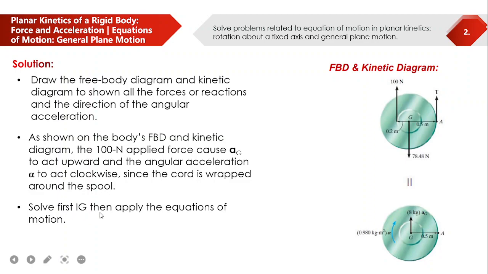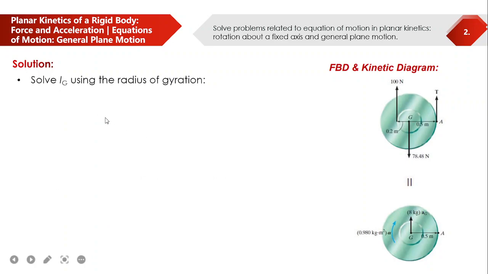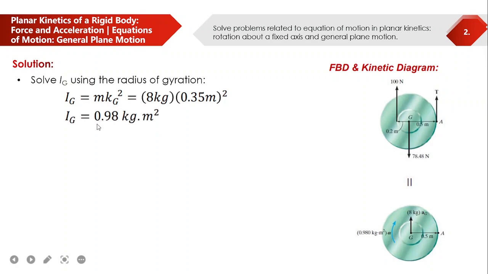First, find I sub G, then apply the equations of motion. Let's solve for I sub G using the radius of gyration. I sub G is equal to M times K sub G squared, that will be 8 kilograms times 0.35 meters squared. That will be 0.98 kilogram meter squared. This is where I sub G comes from.